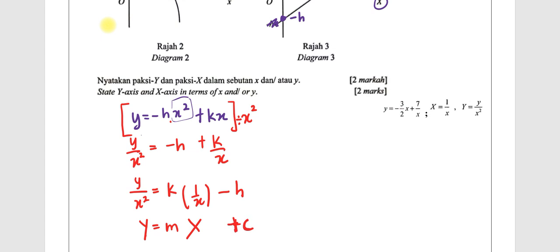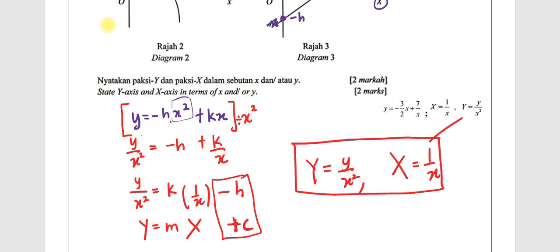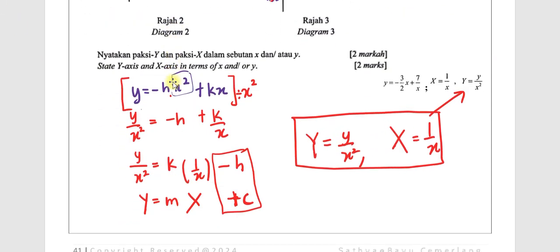They must give a clue, otherwise we cannot do it. See? Negative h is the y-intercept. It means your y is y over x square, and your x is 1 over x. Same as this. So that means what I said is correct. Your y-intercept should be negative h. When you put it here, it does not signify anything. It must be put at the y-intercept. So the question is a bit wrong.